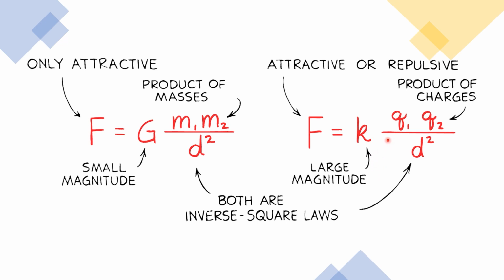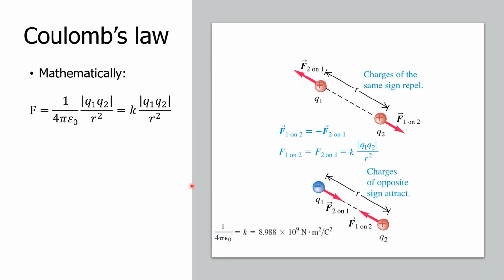Again, the greatest difference between these two is that gravity only attracts, but electrical forces may attract or repel. Let us tackle the mathematical form of Coulomb's law. Here, the electrical force is equal to k times q1 q2 over r squared, where k is also equivalent to 1 over 4 pi epsilon naught, and this is a constant that is equal to 9 times 10 to the 9.